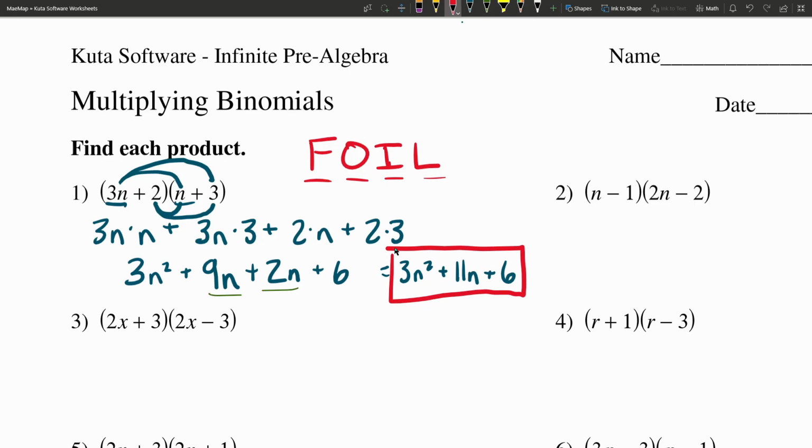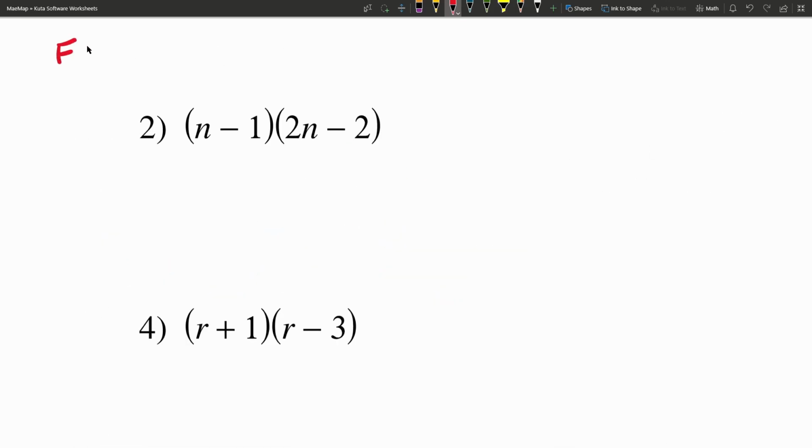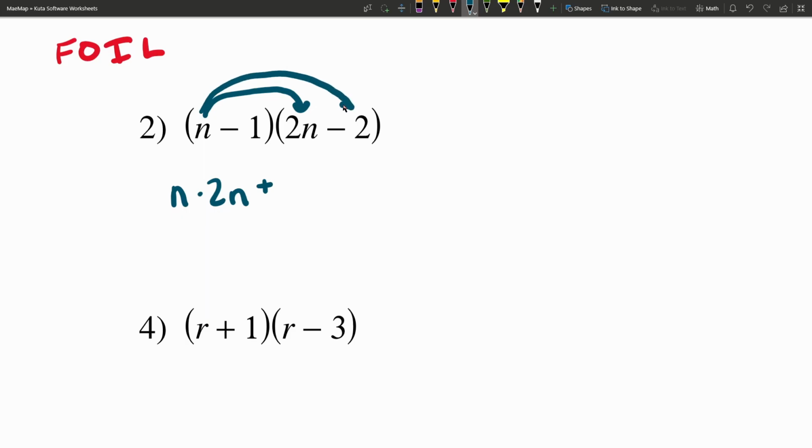So remembering FOIL, let's jump into number 2. For number 2, remember FOIL, F-O-I-L. First, outside, inside, last. So we're going to take our first term n and multiply it with our first term 2n. So that's n times 2n. And then we're going to add that to our outside terms, n times 2. But look here, this n is positive, and this 2 is technically negative since it's subtracted. So we're going to do n times a negative 2.